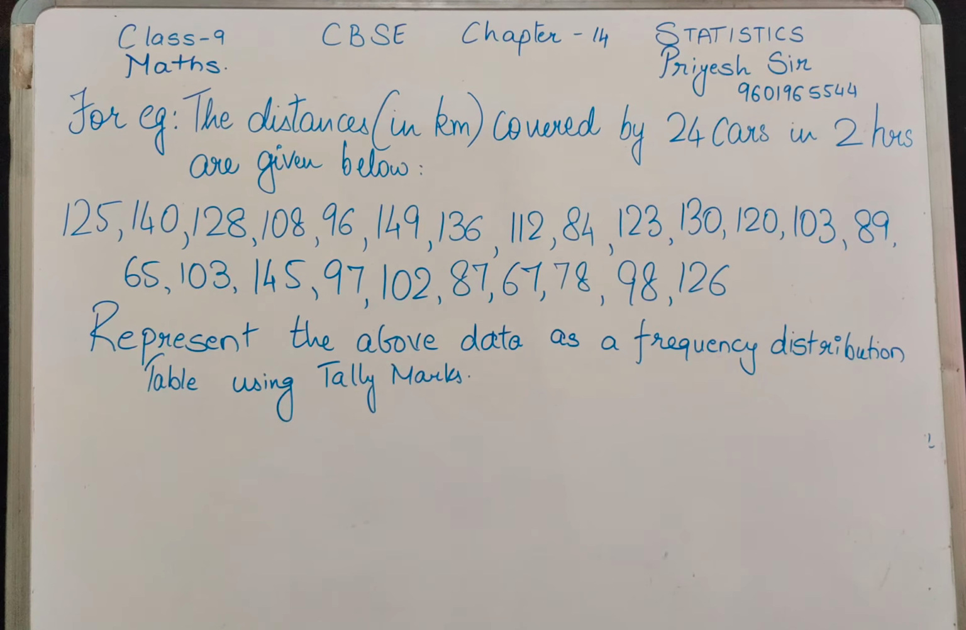For example, the distance in kilometer covered by 24 cars in 2 hours are given below. The various kilometers are given of 24 cars. Now we have to represent the above data as a frequency distribution table using a telemark. So now note down this question so that we can proceed further. You can pause in between the video so that you can note down the question.